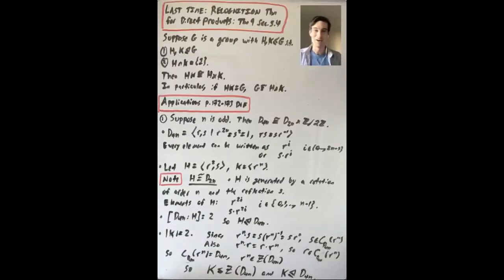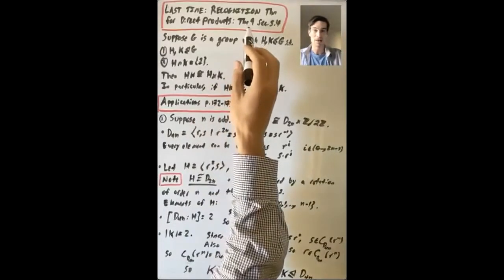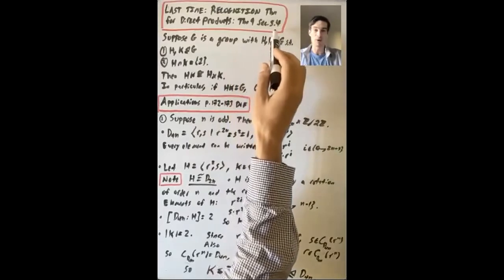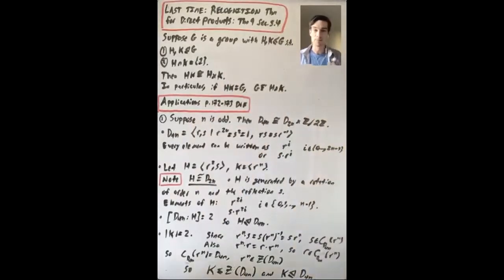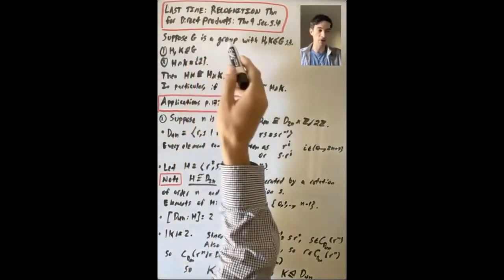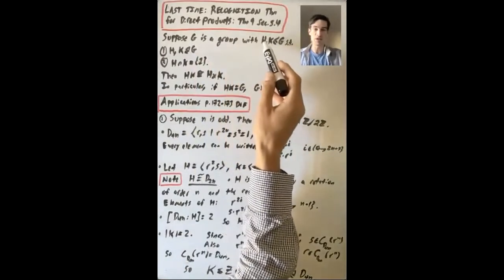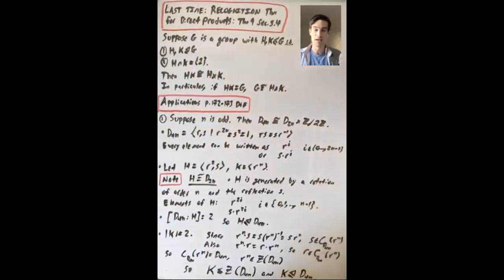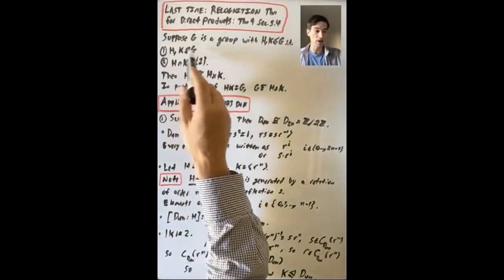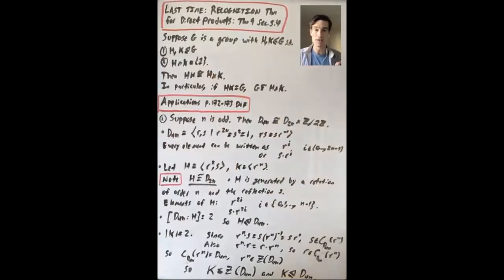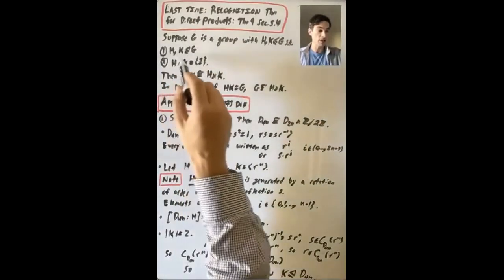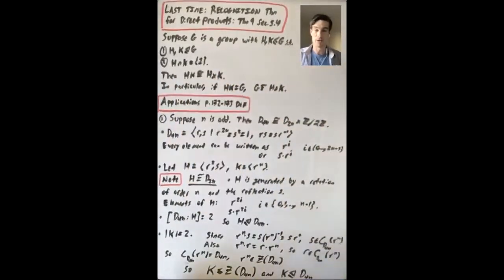In the last lecture, we proved the recognition theorem for direct products. That was theorem 9 in section 5.4 of Dummit and Foote. And it said, suppose we have a group G and two subgroups H and K of G, and they satisfy two conditions. One, that H and K are both normal subgroups of G. And two, H intersect K is the trivial subgroup.